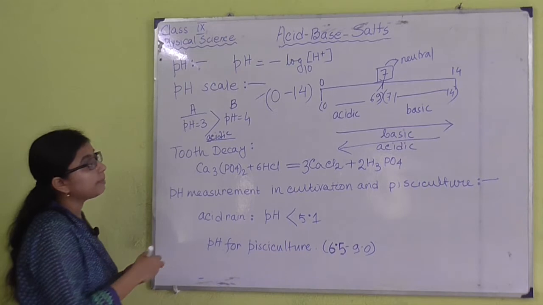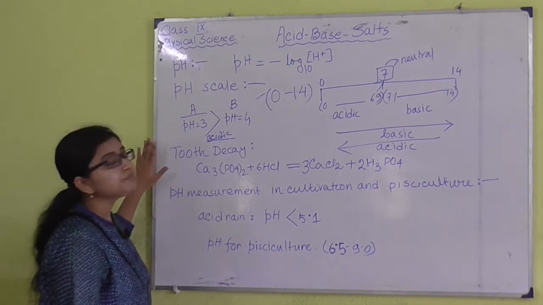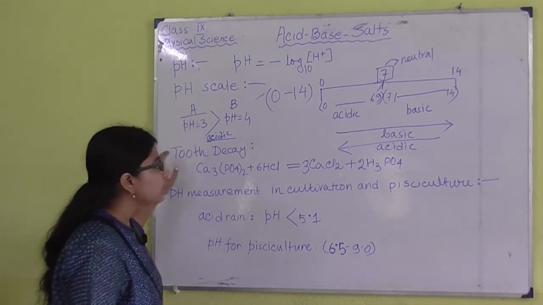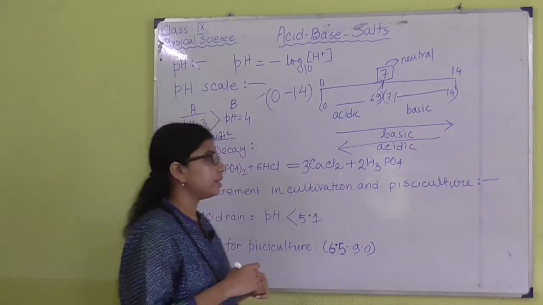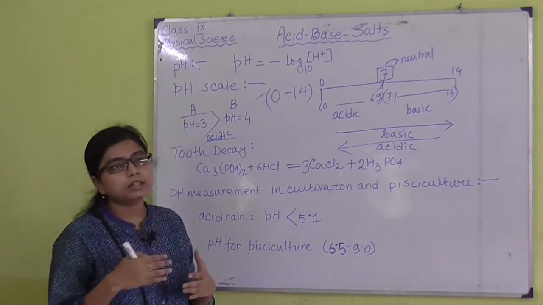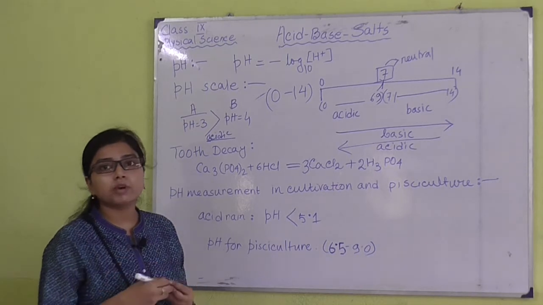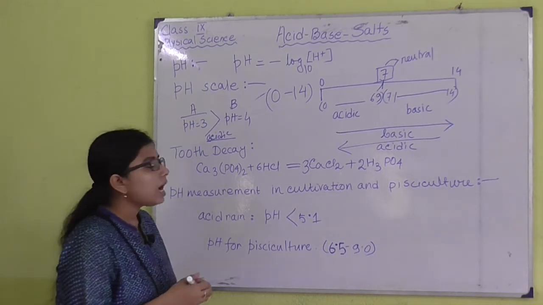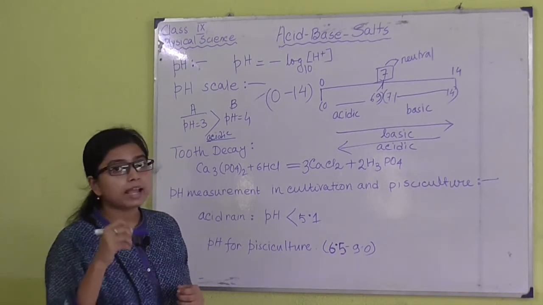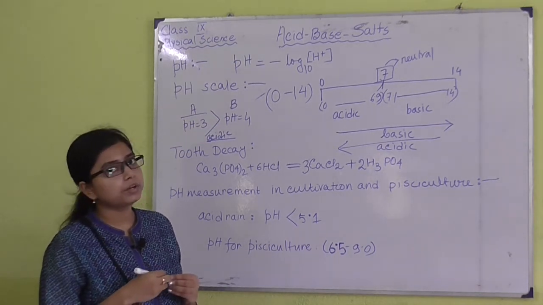Now depending on this concept, we have to know the story of tooth decaying and the pH measurement in cultivation and pisciculture. Now we know that we eat different kinds of foods, including sweets and a lot of carbohydrate type of foods, and our saliva is slightly acidic. Our saliva is slightly acidic due to the presence of HCl, that is hydrochloric acid.